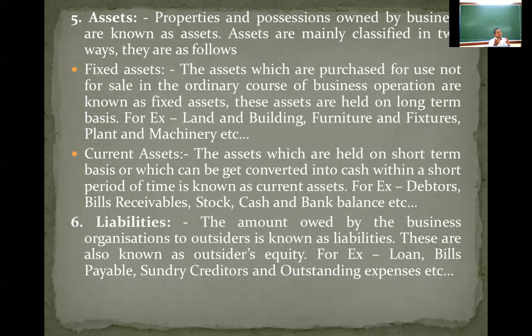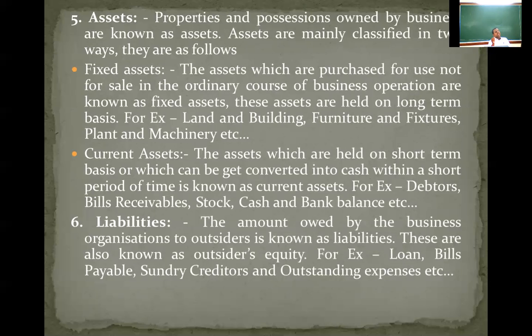We will purchase land, building, furniture, and certain machineries, plants, etc. For what purpose are all these things purchased? These are purchased for use in the ordinary course of business, and we are going to use them over a period of time. We are going to hold these assets on a long-term basis, and that kind of asset is called a fixed asset.